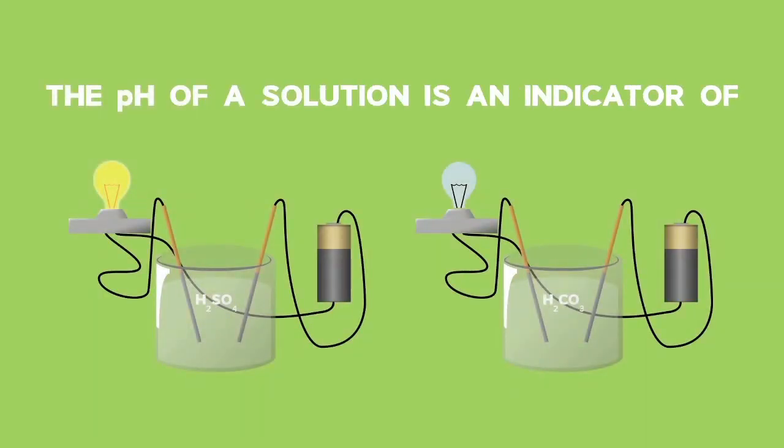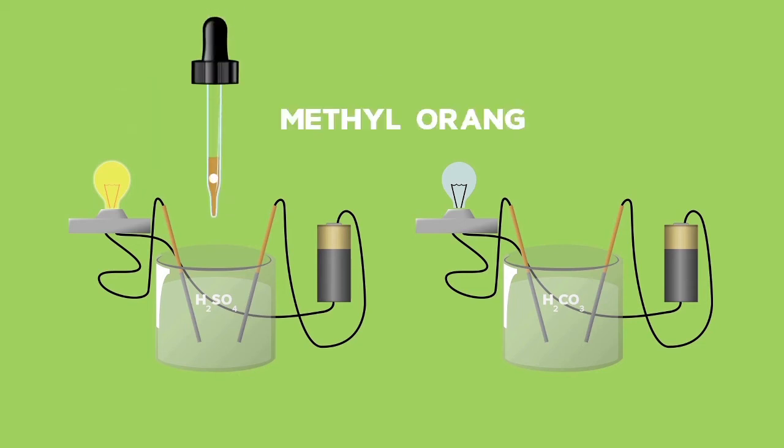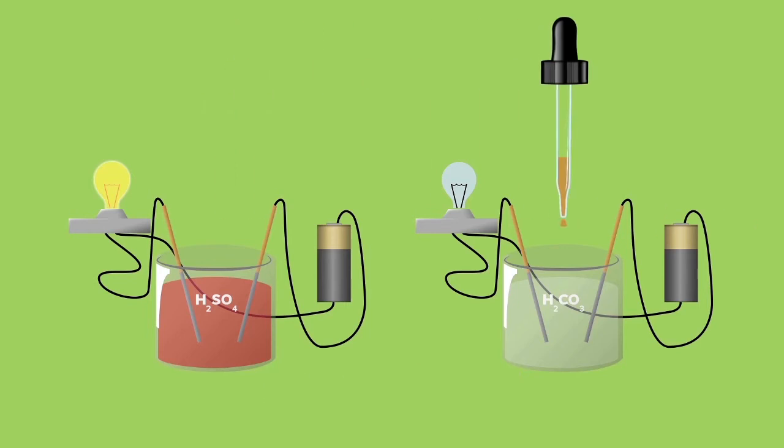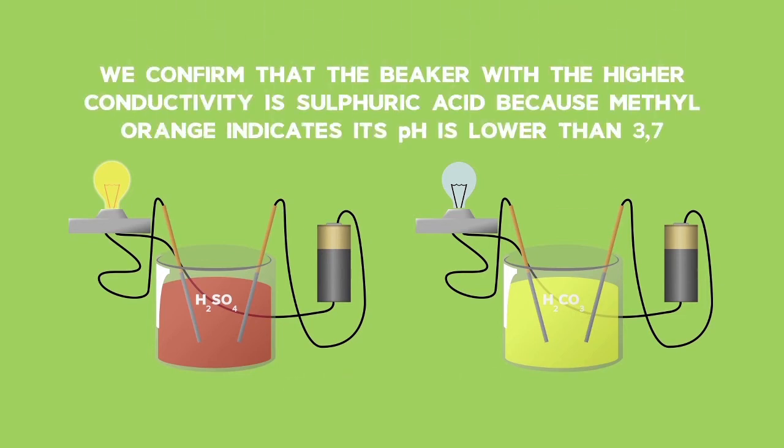The pH of a solution is an indicator of the hydronium ion concentration. Methyl orange indicator distinguishes solutions of low pH. It is red in a strong acid when the pH is below 3.7. At pH above 3.7, methyl orange is yellow. We confirm that the beaker with the higher conductivity is sulfuric acid because methyl orange indicates its pH is lower than 3.7.